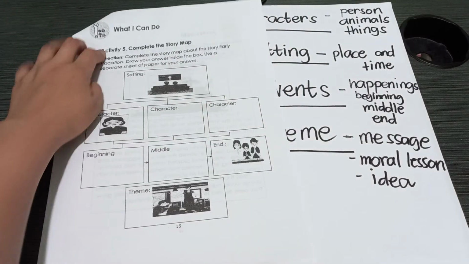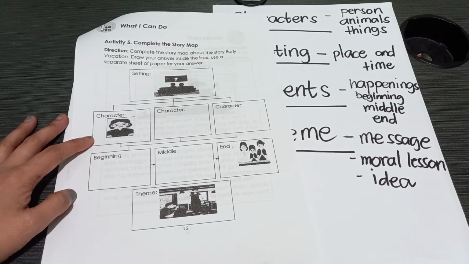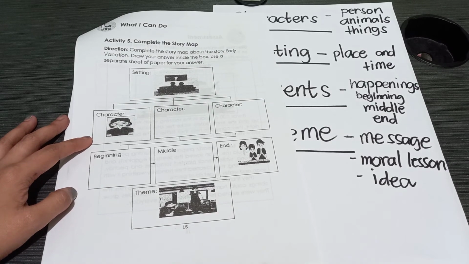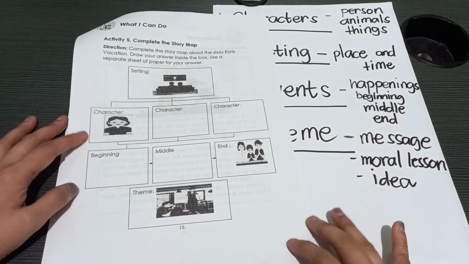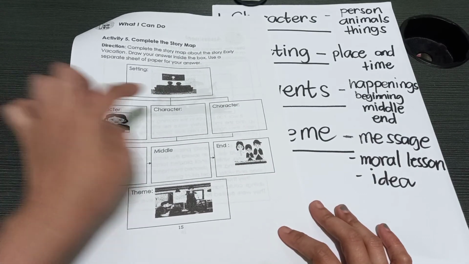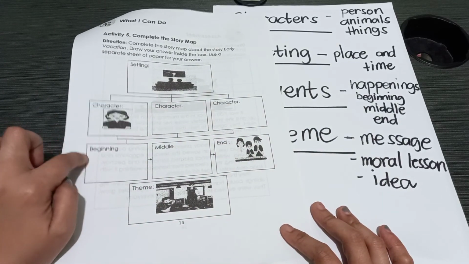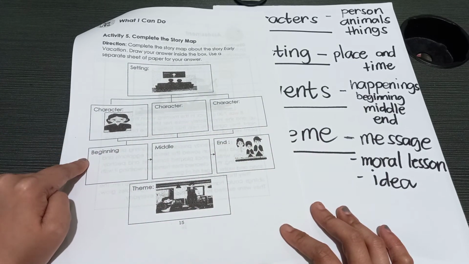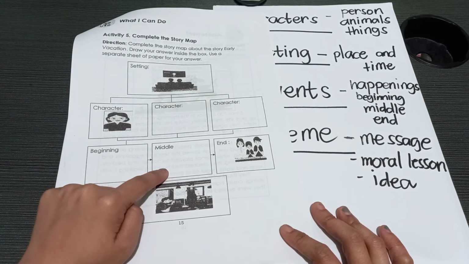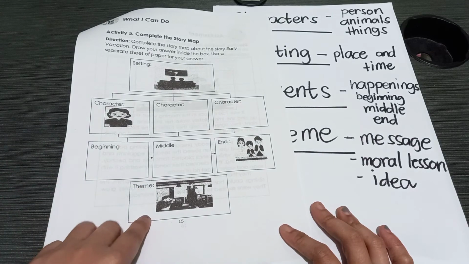What I can do. Complete the story map. Complete the story map about the story early vacation. Draw your answer inside the box. Drawingon ang imong answer. So, setting. Characters. So, si mother. Kinsa ang wala diri? I-drawing. Beginning. Unsa ganitong una nga panghitabo sa istorya. Unsa pud tong tunga-tunga nga nahitabo. I-drawing diha. Og ang theme.